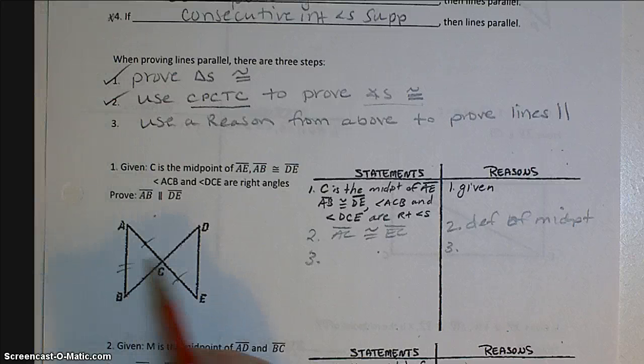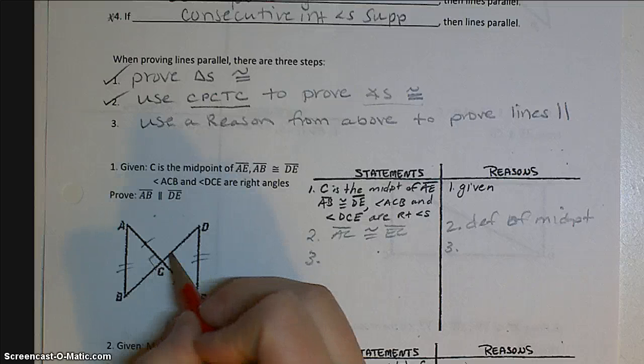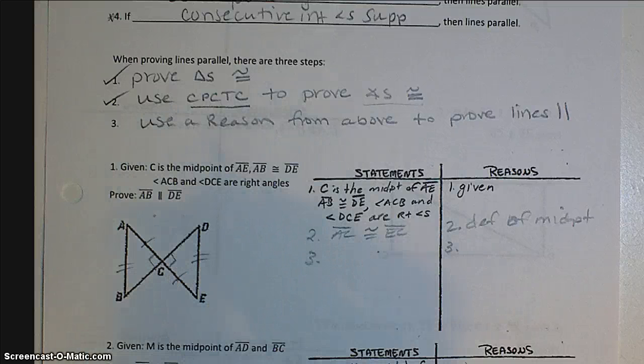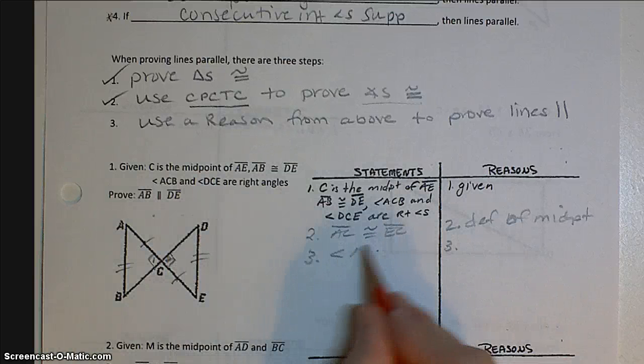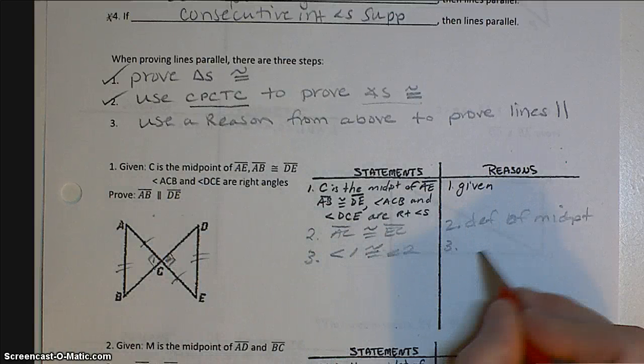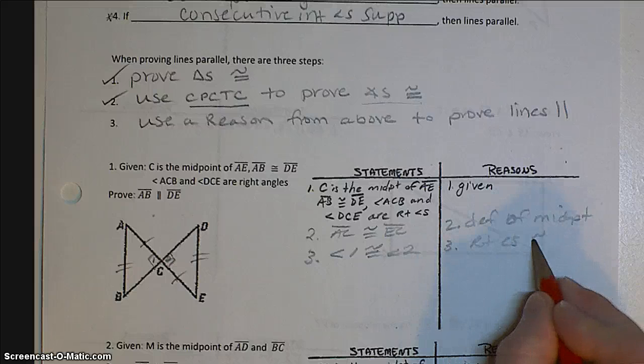We already know AB and DE are congruent, and we already know that these are right angles. So I'm just going to name them 1 and 2. Then I could say angle 1 is congruent to angle 2 because right angles are congruent.